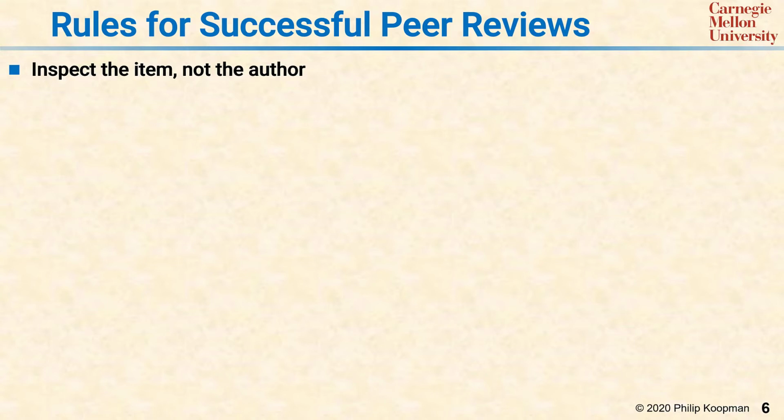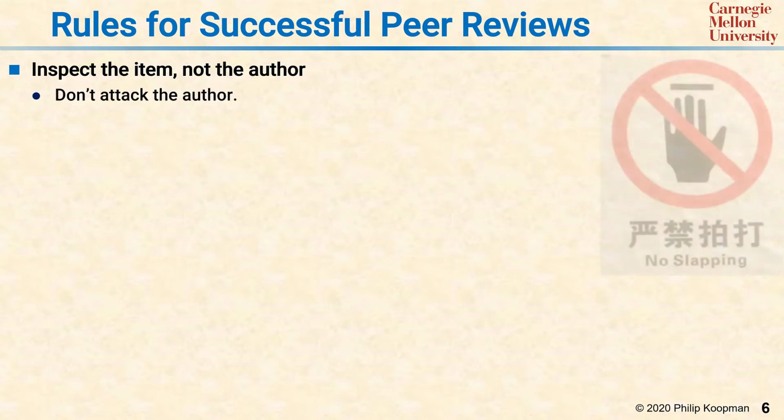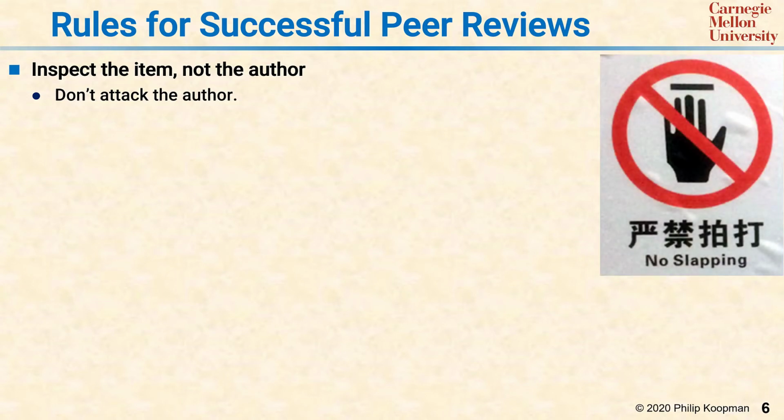What that means is that you are there to find defects in the code, not character flaws in the author. So, be nice and emphasize the potential technical problem in a neutral way. For example, a comment such as, "That's a stupid mistake," has no place in a peer review.